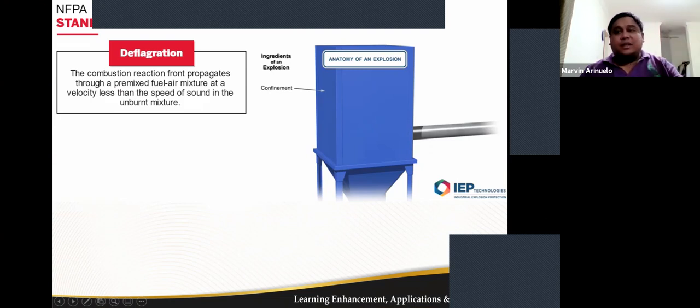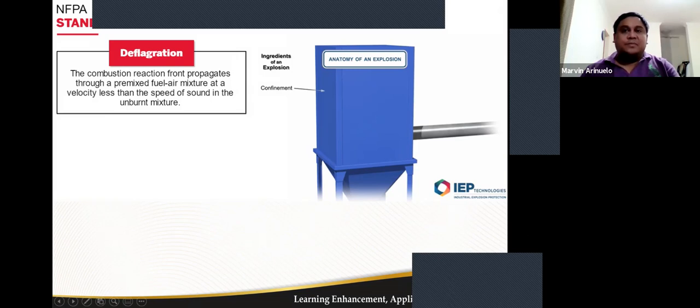Deflagration, again, we have discussed it many times. I think it's not just 10 times we have discussed it, but again, for the sake of the topic, let us discuss it again. Deflagration is where a combustion reaction front propagates through a premixed fuel-air mixture, with a velocity, just remember, less than the speed of sound in the unburned mixture. Where the reaction rate exceeds the speed of sound, if you remember, we call it detonation. Okay.